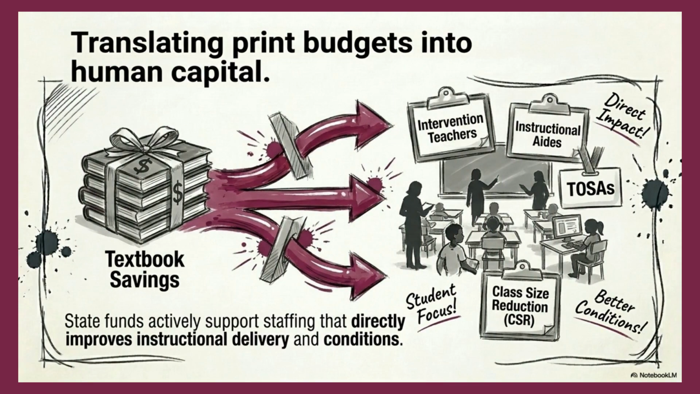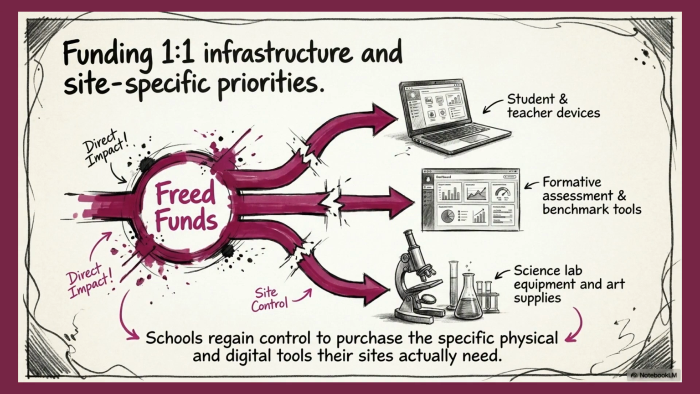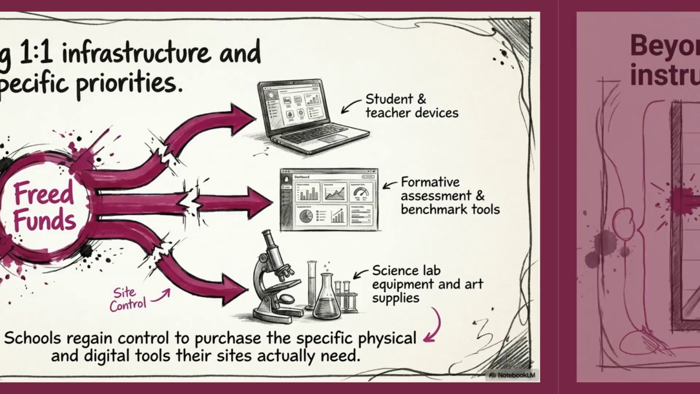Textbook savings can be translated into human capital. State funds actively support staffing that directly improves instructional delivery, such as intervention teachers, instructional aides, and resulting class size reduction. Freed funds can also be used to fund one-to-one infrastructure and site-specific priorities. This includes student and teacher devices, formative assessment and benchmark tools, and science lab equipment and art supplies. Schools regain control of purchasing decisions.